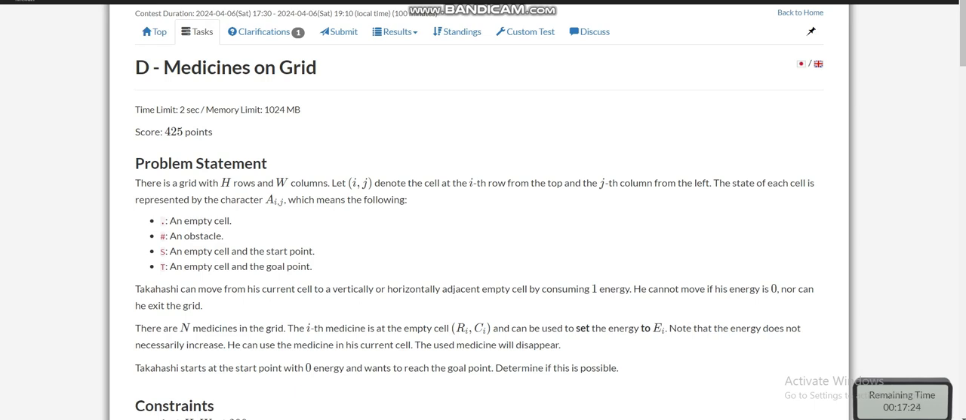And when you are moving from one cell to an adjacent cell, your energy will decrease by 1. Now these are the additional constraints along with the obstacles. So what are the constraints?